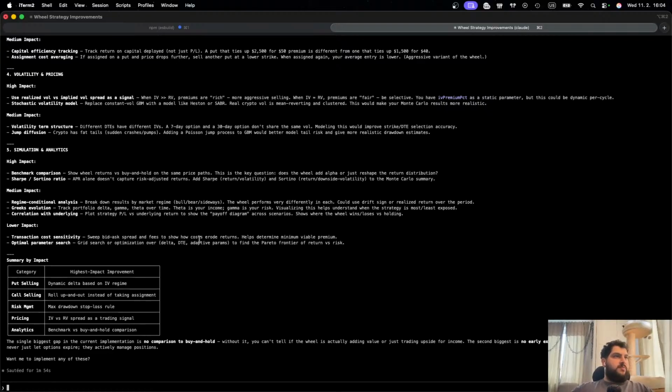Greeks' evolution. Track portfolio delta, gamma, theta over time. Theta is your income. Gamma is your risk. Visualizing this helps understand when the strategy is least exposed.